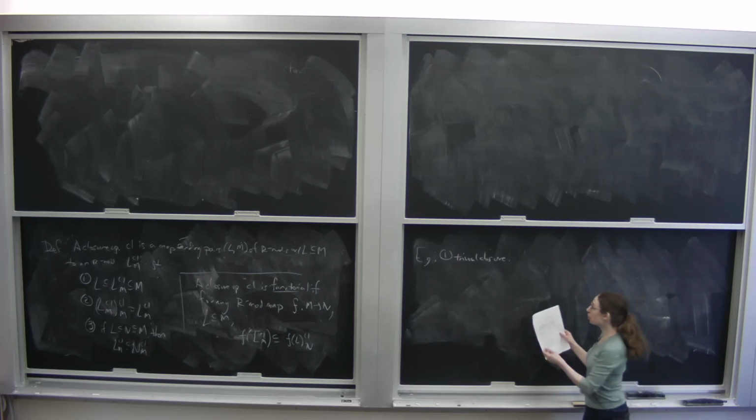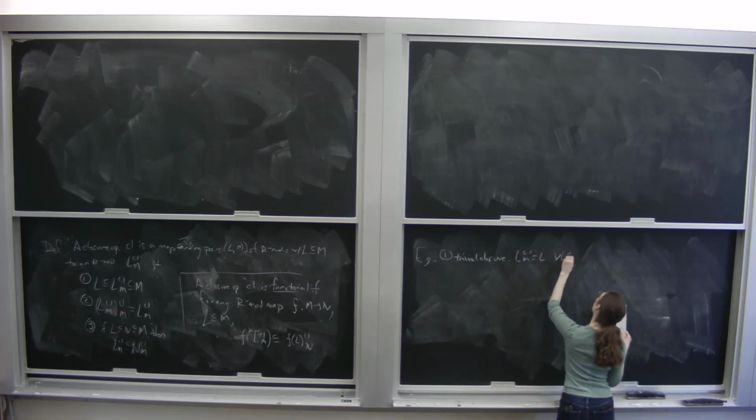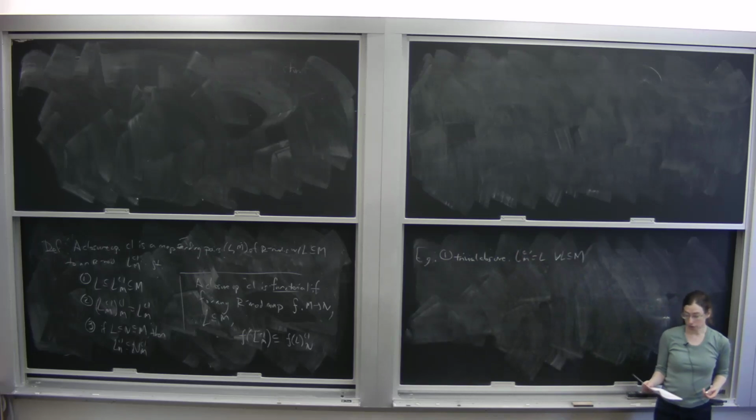So the first example is the trivial closure. It's just send everything to itself. It's not an especially useful closure on its own, but it's useful to say that another closure is trivial.